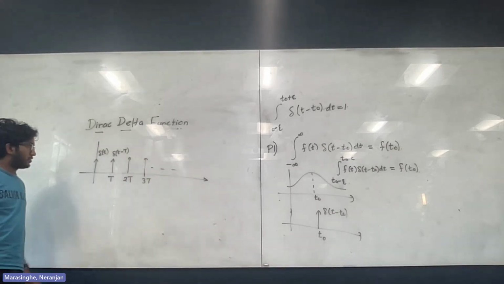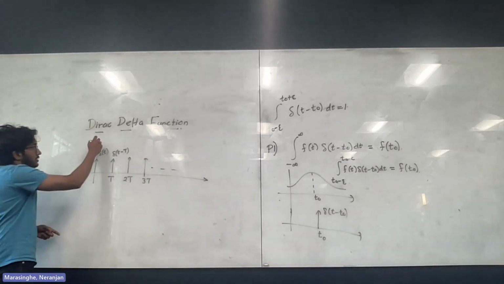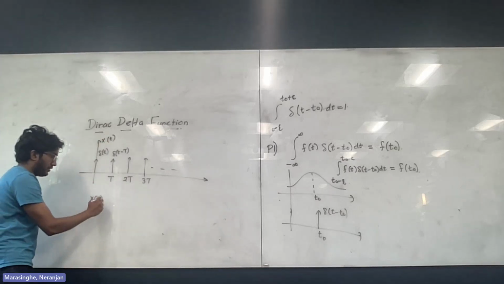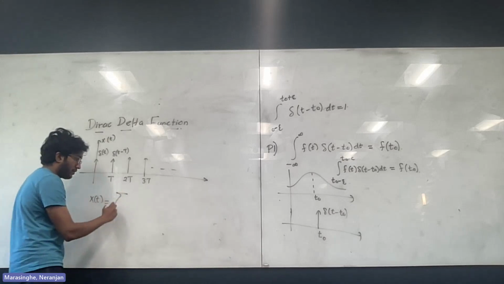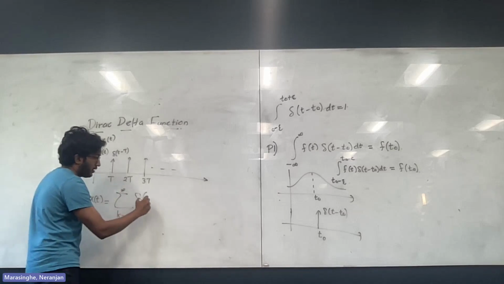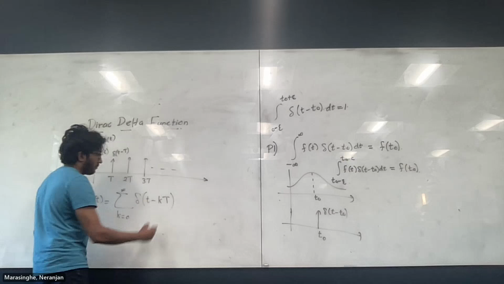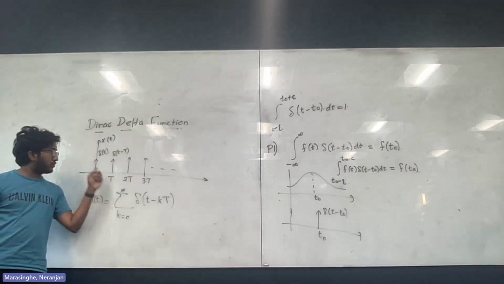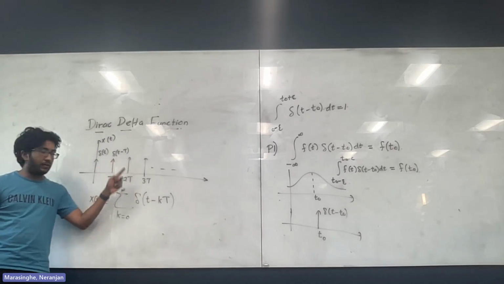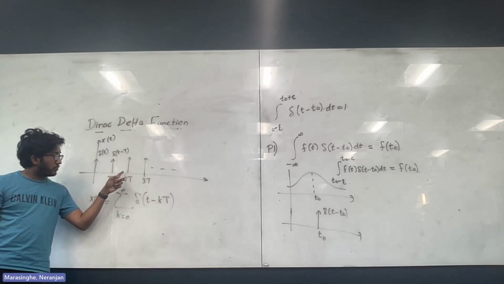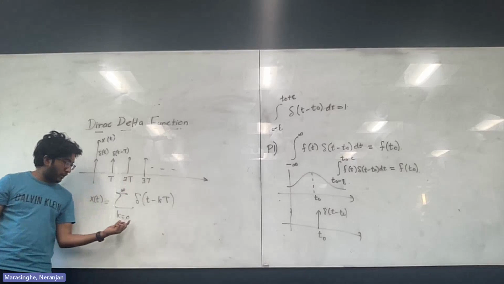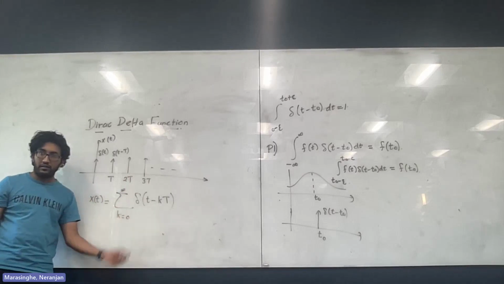So how do you express this signal? Call this signal x(t). What is x(t)? It is equal to the summation, k goes from 0 to infinity, of delta t minus kT. Because if you plug in k equals 0, you get delta t. If you plug in k equals 1, you get delta t minus T, the second spike. If you plug in k equals 2, you get the third spike. Like that, you get all these spikes when you move k from 0 to infinity.